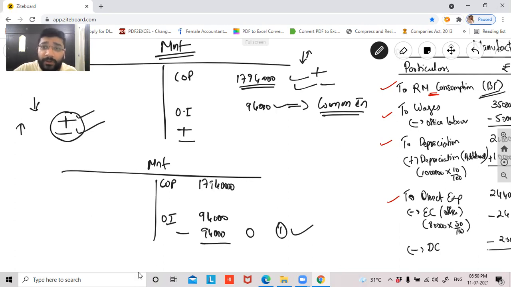Logically, tell me, if I eliminate the other income from the manufacturing account, will the overall cost of production go up or come down? Go up, sir. Who's saying go up? Nandini. Okay, Nandini and Pratiksha say it goes up. Others?